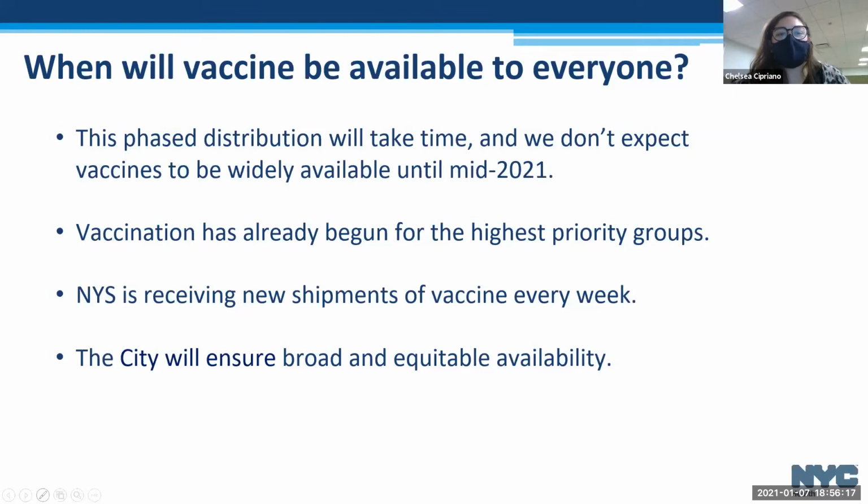I won't get much more into distribution. I can answer questions, but essentially, on the question of when the vaccine will be available, the answer is wide availability probably not until mid-2021. And of course, everything I'm saying is caveated with, at this point in time, this is what we know. It could change tomorrow, as with everything with COVID-19.